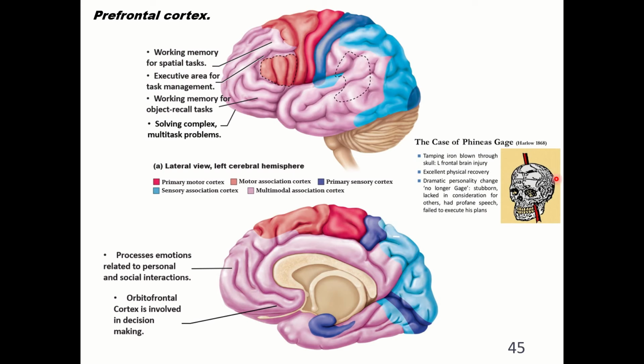Because Phineas Gage survived the accident, this was the first case in medical records that documented the role of the prefrontal cortex in personality.